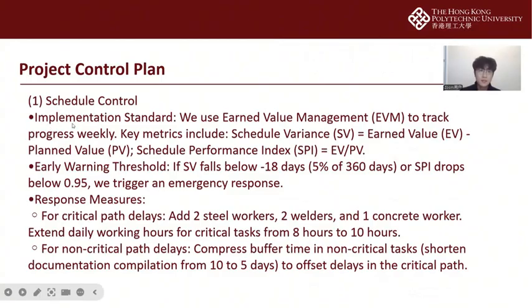The next part is the project control plan. First, schedule control. We use EVM to track progress weekly. If SV falls below 18 days or our SPI drops below 0.95, we trigger an emergency response. So this is the method for how to control the schedule.